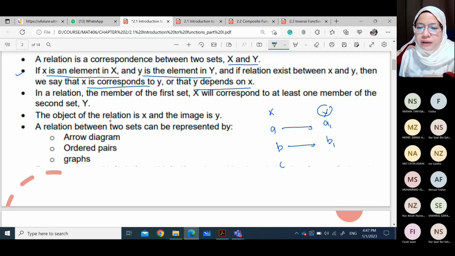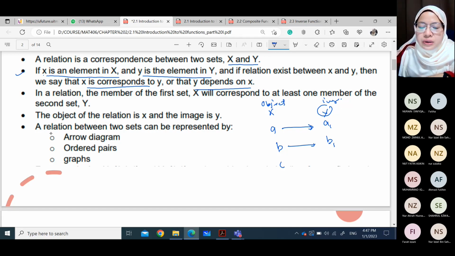Next, the object of the relation is X and the image is Y. So based on this, X dekat sini kita panggil sebagai object and Y is image ataupun range. Sebab tu kita ada arrow dekat sini, A to A1, B to B1. So A, B are objects and A1, B1 are images.